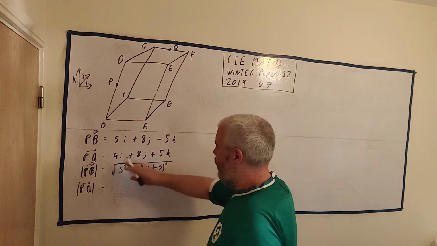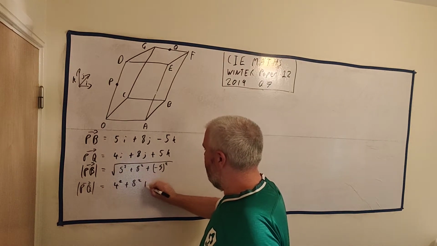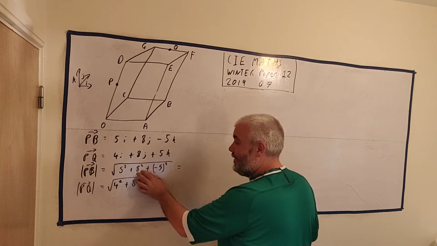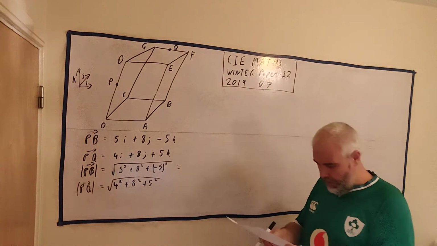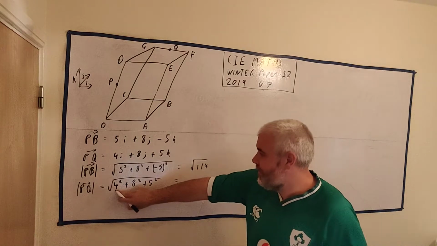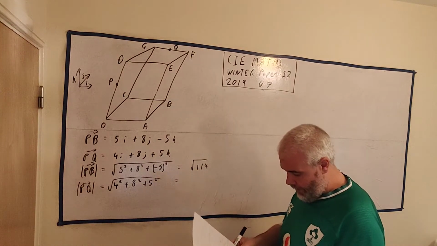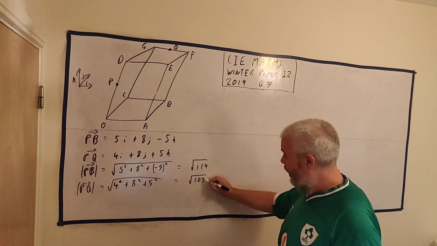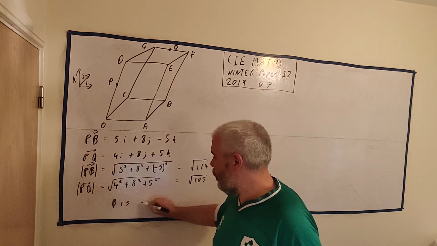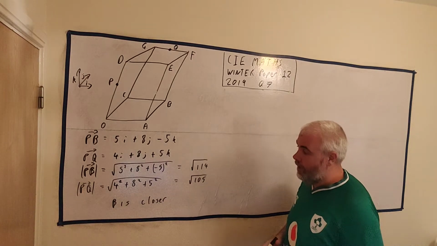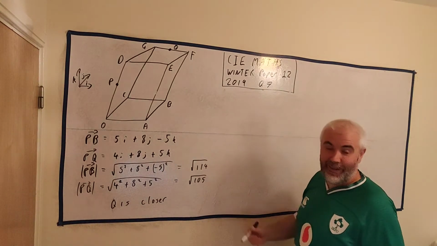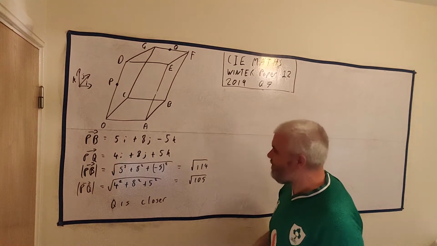So this is just 4 squared plus 8 squared plus 5 squared. And again, this is the square root. We just add all these up. 25 plus 64 plus 25 is equal to square root of 114. And if I add all these up, 16 plus 64 plus 25 is the square root of 105. So which is closer to B? And it's a good idea to say this. Just write down the answer you've got. Q is closer. 105 is smaller than 114. Yes, Q is closer, is what I wrote down there.